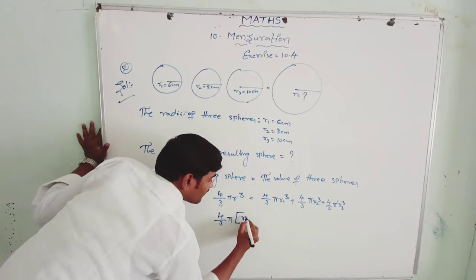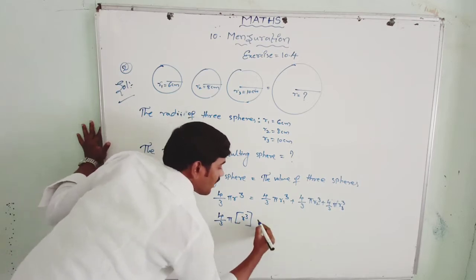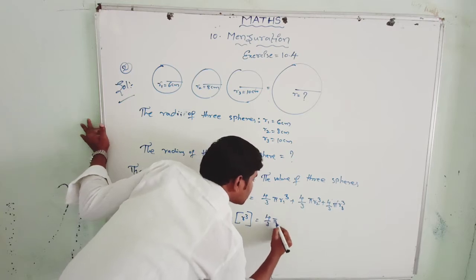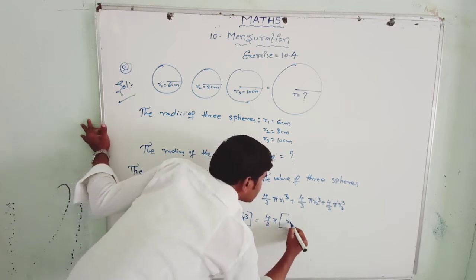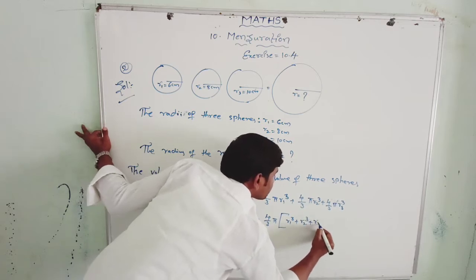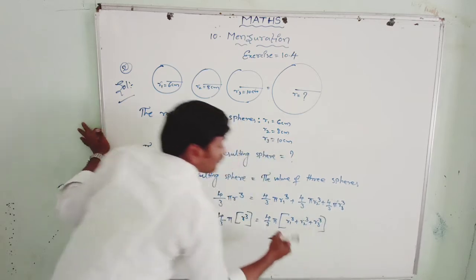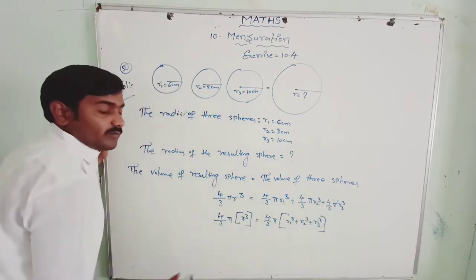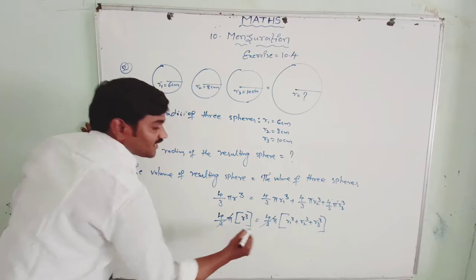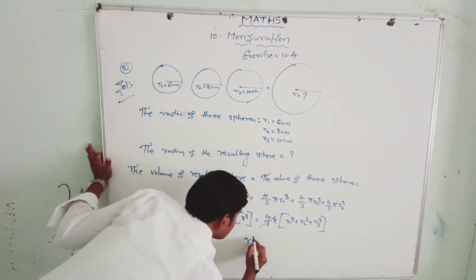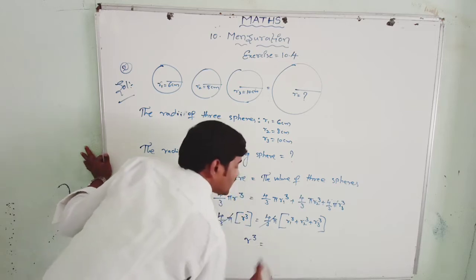So if you see, similarly on the LHS and RHS, 4 by 3 pi, if you take out the common factor, r cube equals, here also you take out 4 by 3 pi as a common factor, what remains is r1 cube plus r2 cube plus r3 cube. So 4 by 3 pi, 4 by 3 pi, 4 by 3 pi, we have taken it out. So on both sides we can cancel 4 by 3 pi.